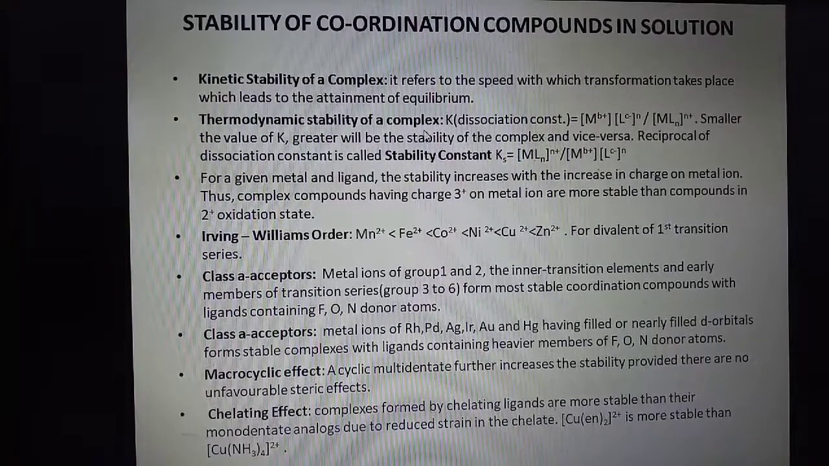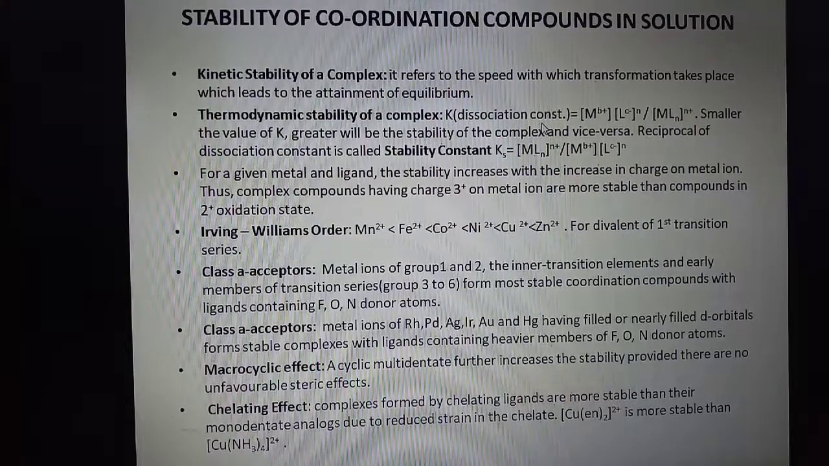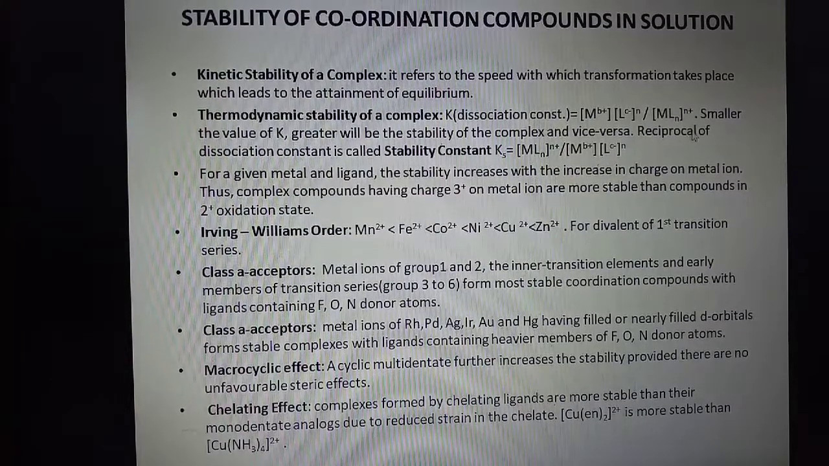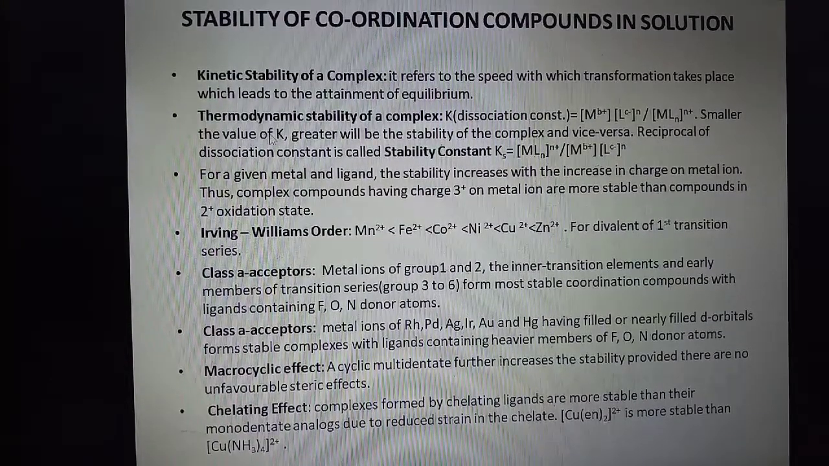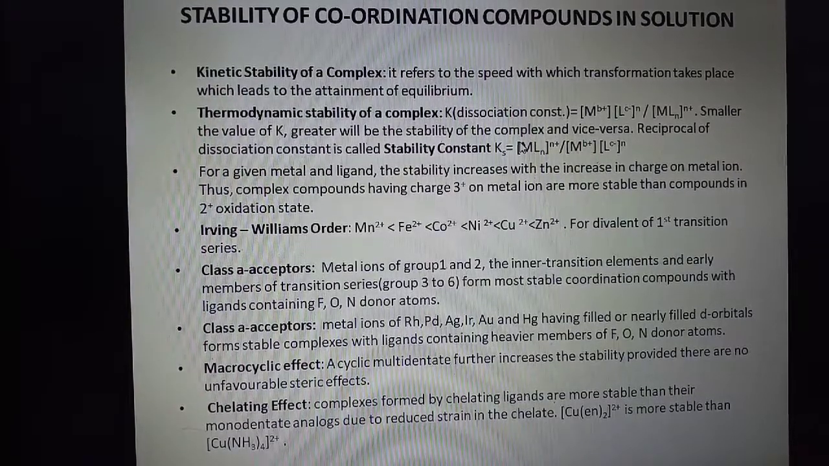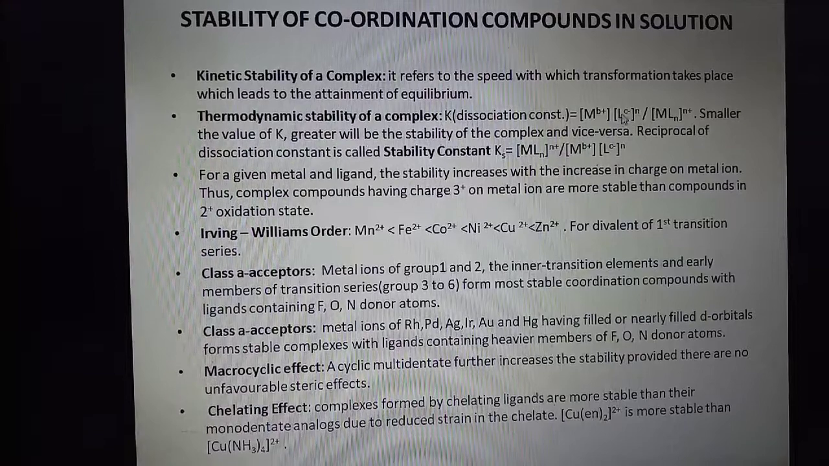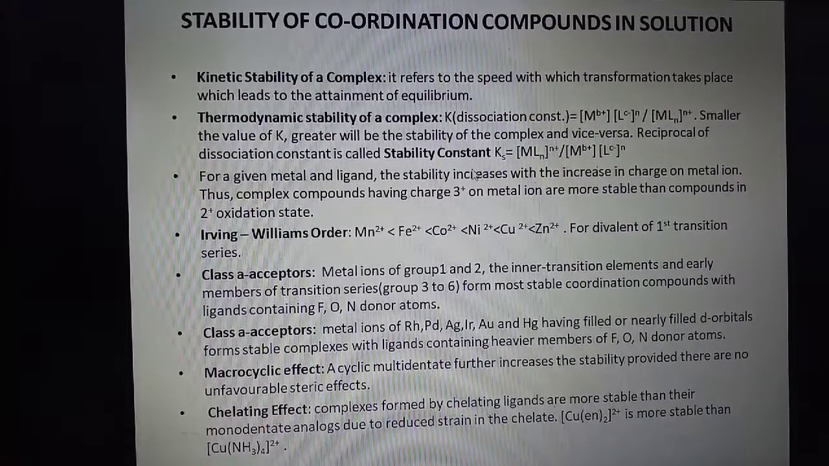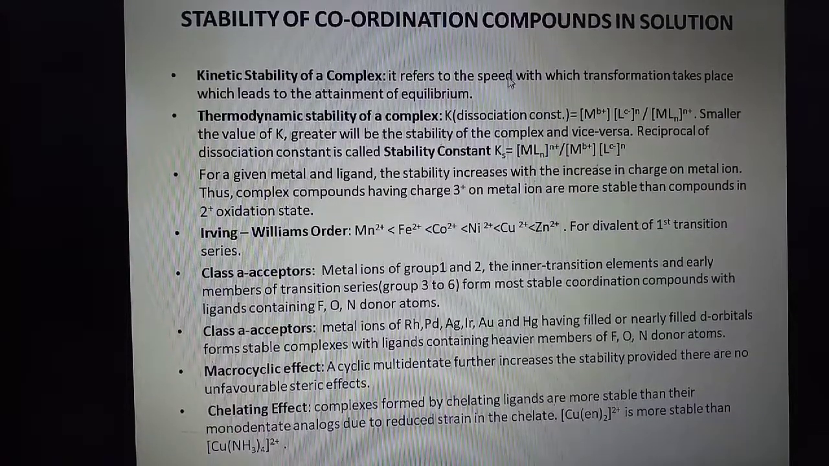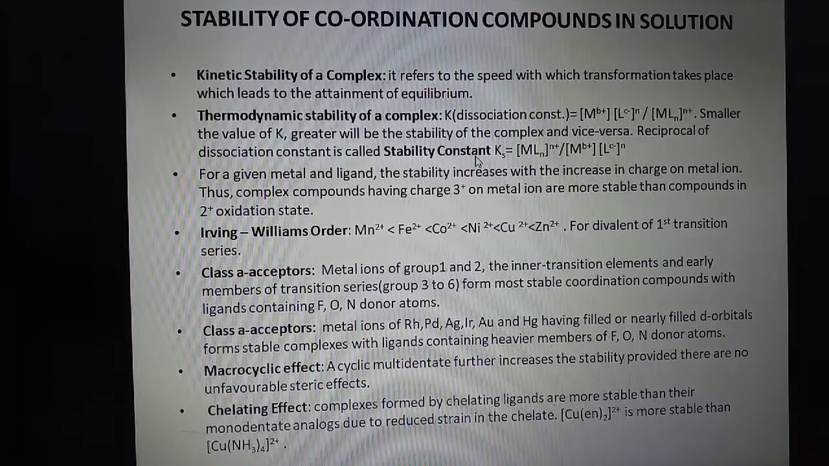Thermodynamic stability of a complex, you have already learned, students, regarding the dissociation constant. The smaller the value of the dissociation constant, the greater the stability of the complex, because the reciprocal of the dissociation constant is called the stability constant. So if you turn it upside down, it is called the stability constant. In class 11 you learned about the dissociation constant. Here you will learn about the stability constant, which is just an inverse of it.